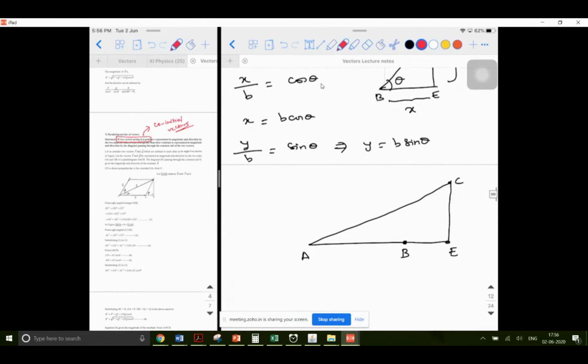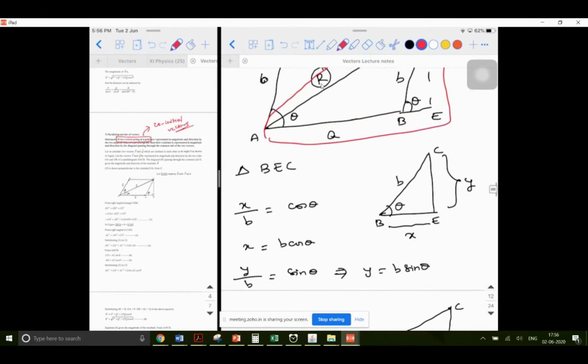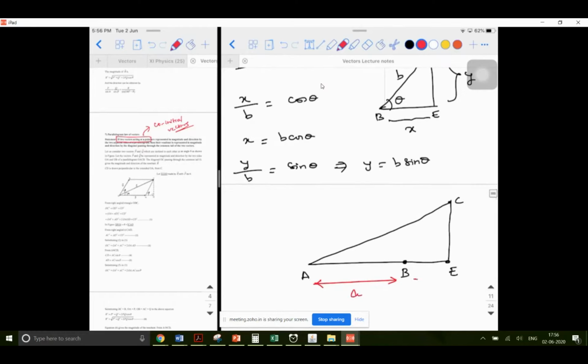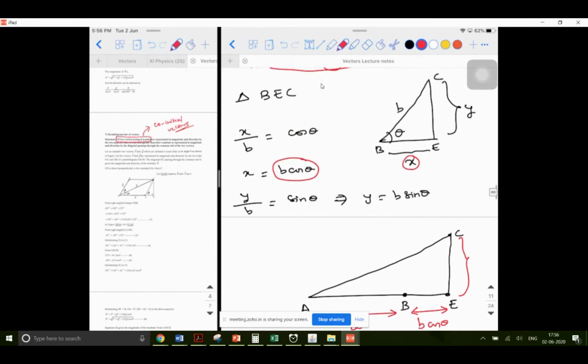If this is the case, what is the distance AB? Yes, distance AB is A. What is the distance BE? Distance BE is nothing but X, and we found out what X is. X is nothing but B cos theta. Similarly, what is the distance CE? CE is nothing but Y. We found out Y also. It is B sin theta.